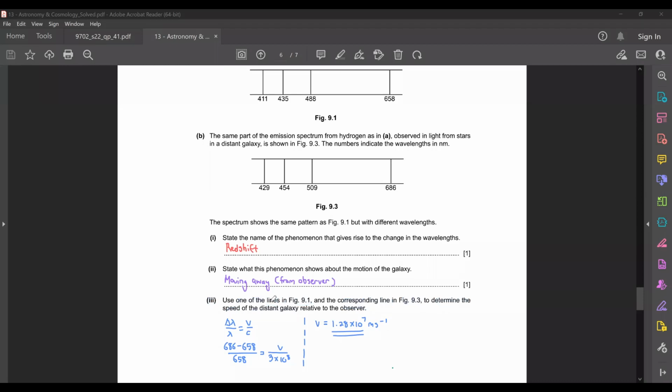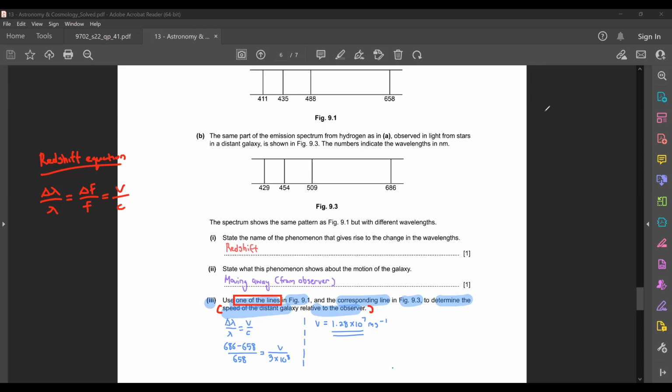For the next part, use one of the lines in figure 9.1 and the corresponding line in figure 9.3 to determine the speed of the distant galaxy relative to the observer. The question has already stated to use one of the lines only, and they want the speed of the distant galaxy relative to the observer. They want the speed with which the galaxy is moving away from the observer. Since we are talking about redshift here, there is a certain equation that is always used when it comes to calculating redshift. That being that the fractional change in your wavelength is equal to the fractional change in your frequency, which equals the recessional speed divided by the speed of light.